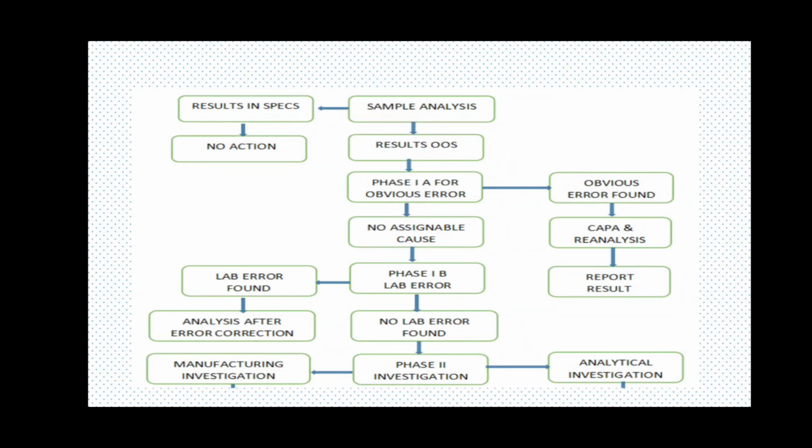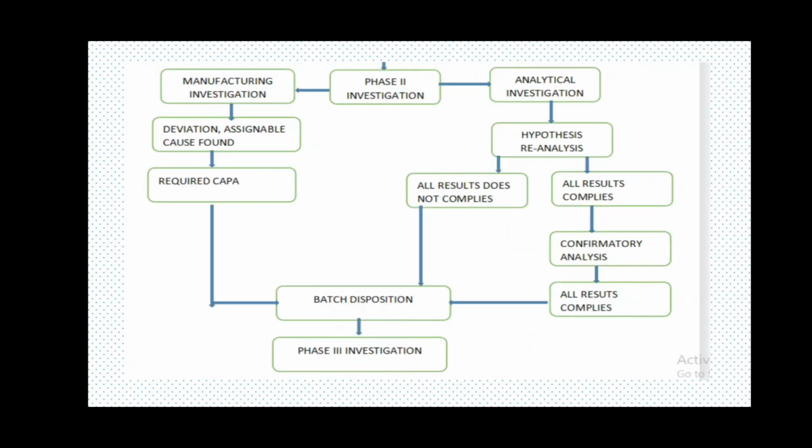If we are able to find the lab error, then after correction of the lab error, we need to do the reanalysis and the reanalysis report shall be reported along with the CAPA. If we are not able to find the lab error, no assignable cause is found, then we need to enter into Phase 2 investigation where manufacturing investigation and lab investigation are done. So in Phase 2 investigation, in manufacturing investigation, first we need to file a deviation, and based on the deviation we need to trigger manufacturing investigation.